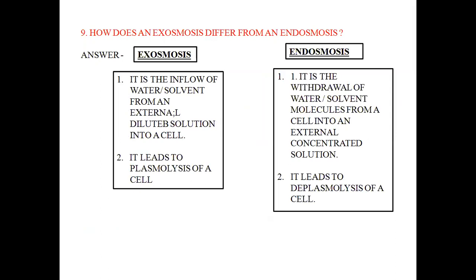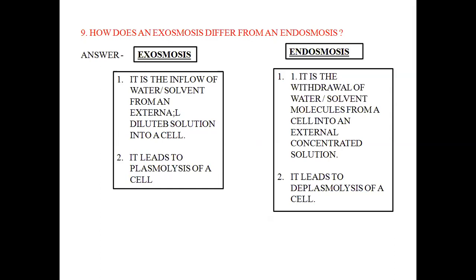Next is, what is the basic difference between exosmosis and endosmosis? Now, students, when osmosis of water occurs from outside of the cell to inside of the cell, it is known as endosmosis. And why it occurs? Because the cell sap of the cell is highly concentrated with respect to the outside environment. Therefore, water enters the cell and the cell becomes turgid.